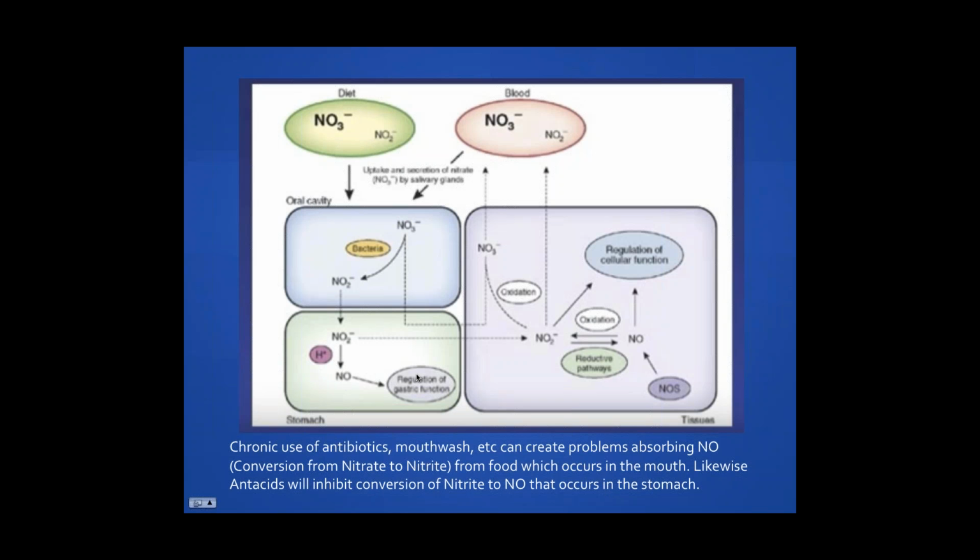Remember, we talked about peristalsis action, but it also helps the gallbladder function normally. So over here, this is the nitric oxide pathways that we've kind of talked about, but the fascinating thing is that chronic use of antibiotics or mouthwash, in our efforts to have a sterile mouth, we're really doing ourselves a disservice. It can create problems absorbing nitric oxide, the conversion of nitrates to nitrites from food, which occurs in the mouth. And likewise, antacids will inhibit the conversion of nitrites to nitric oxide that occurs in the stomach. So we can really kind of mess ourselves up.